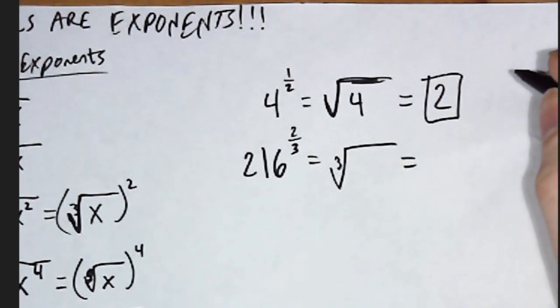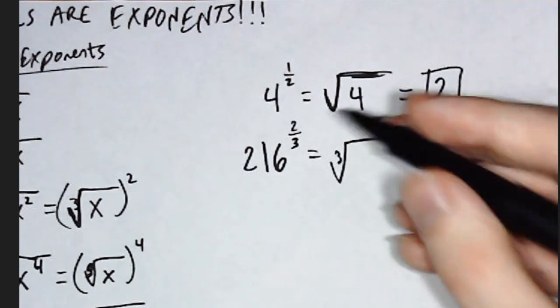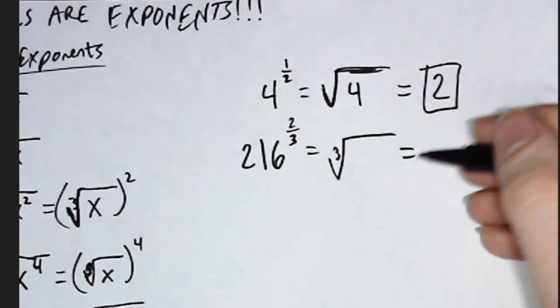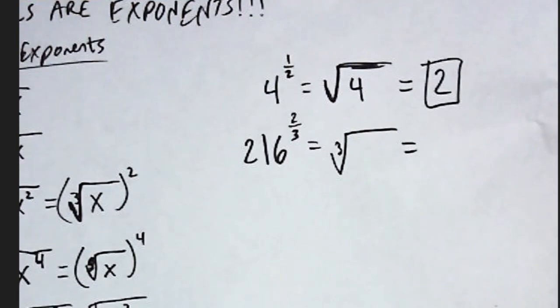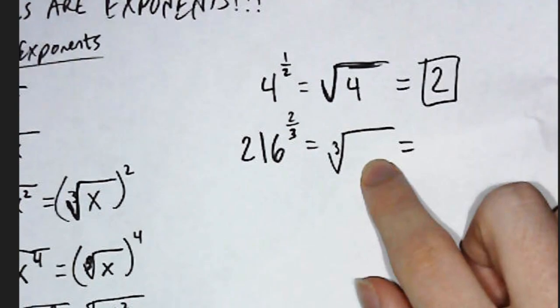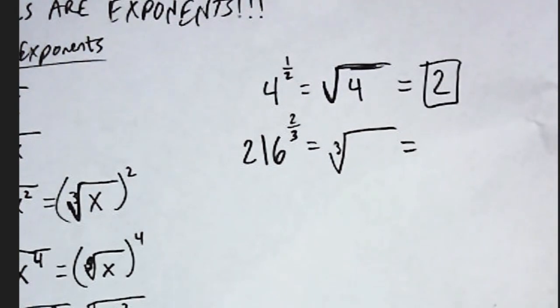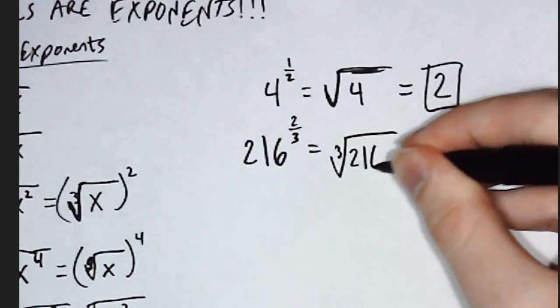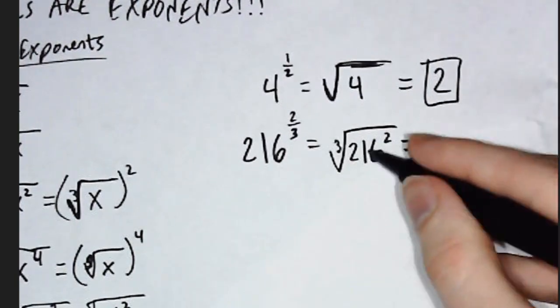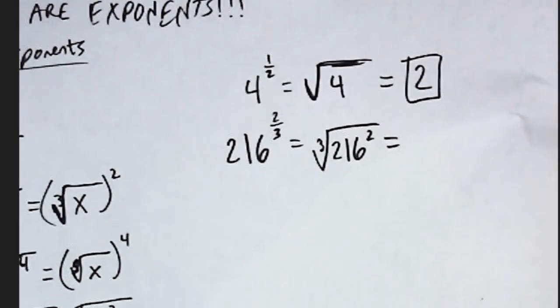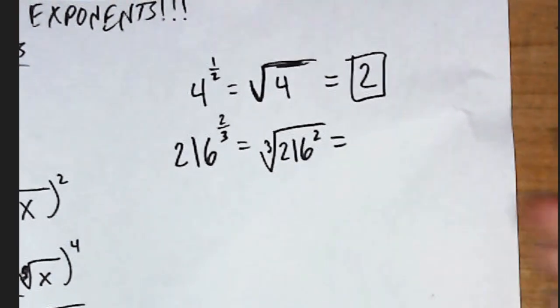And what's left over? Well, we could write it one of two ways. We could write it with the exponent on the outside, or we could write it with the exponent on the inside. If we write it with the exponent on the inside, then we would be left with 216 squared. Now, here's the issue with that. If I were to write this as 216 squared, then I would have to square 216 and take the cube root of that, leading to an enormous factor tree. And let's not do that.